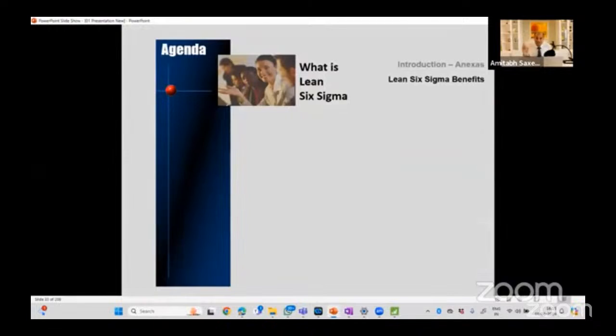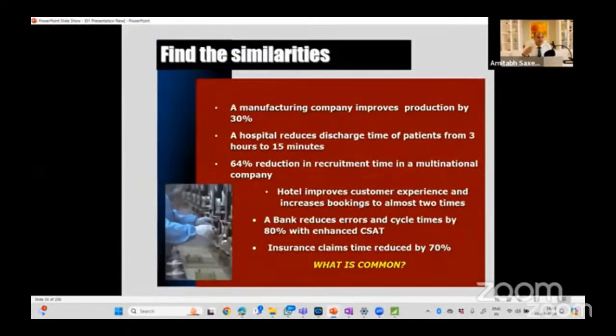So what is Lean and Six Sigma first, and then we will look at why companies are interested in implementing Lean and Six Sigma. Now, if I ask you, can you tell me what is the common thread running through all these points? A manufacturing company improves production by 30%. A hospital reduces discharge time of patients from 3 hours to 15 minutes. 64% reduction in recruitment cycle time in multinational companies. And a hotel improves customer experience and increases bookings to almost 2 times. And a bank reduces errors and cycle times by 80% with enhanced customer satisfaction index, and insurance claims time reduced by 70%. So can you write in the chat box, what are the common things?